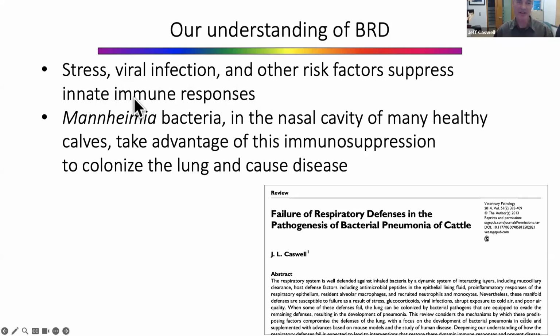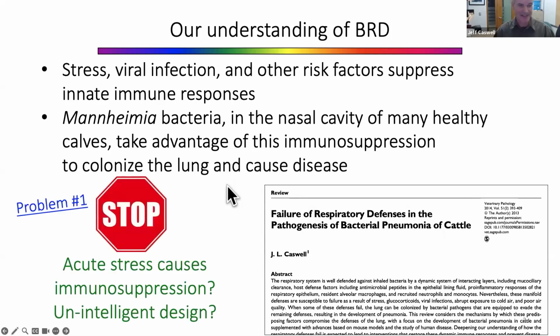And then because of the suppression of those innate immune responses, Mannheimia bacteria that are normally present in the nasal cavity of many healthy calves take advantage of that immunosuppression to penetrate down into the lung, colonize the lung, and therefore cause disease. So this was a paper I wrote back in 2014 where I explained all of that in quite a bit of detail. And now I have cause to think I'm not quite sure if that tells the whole story.